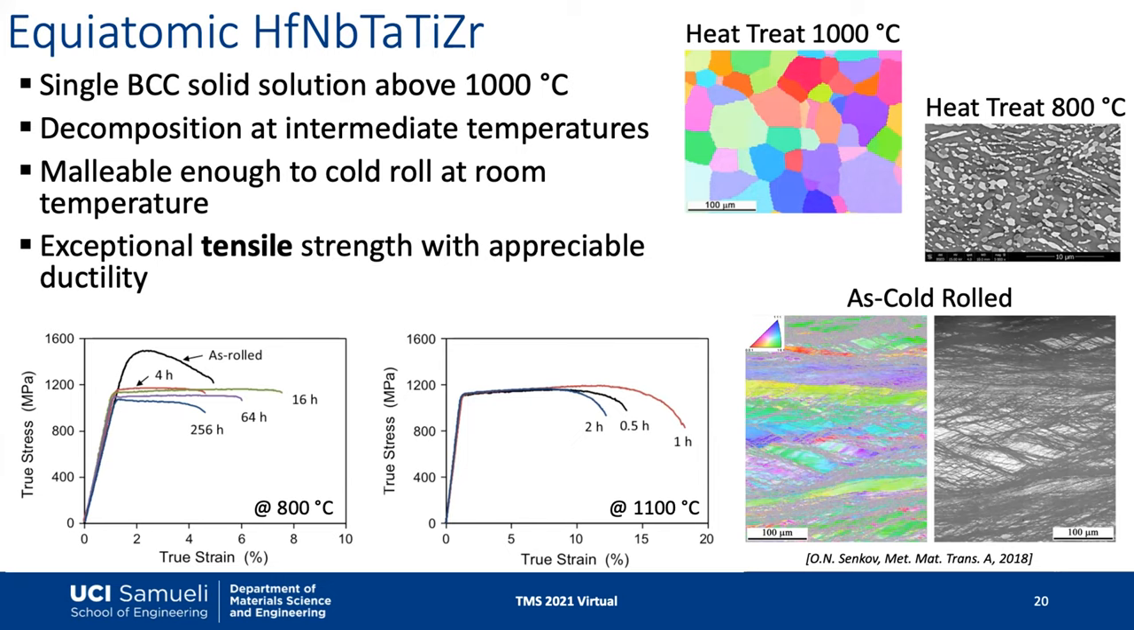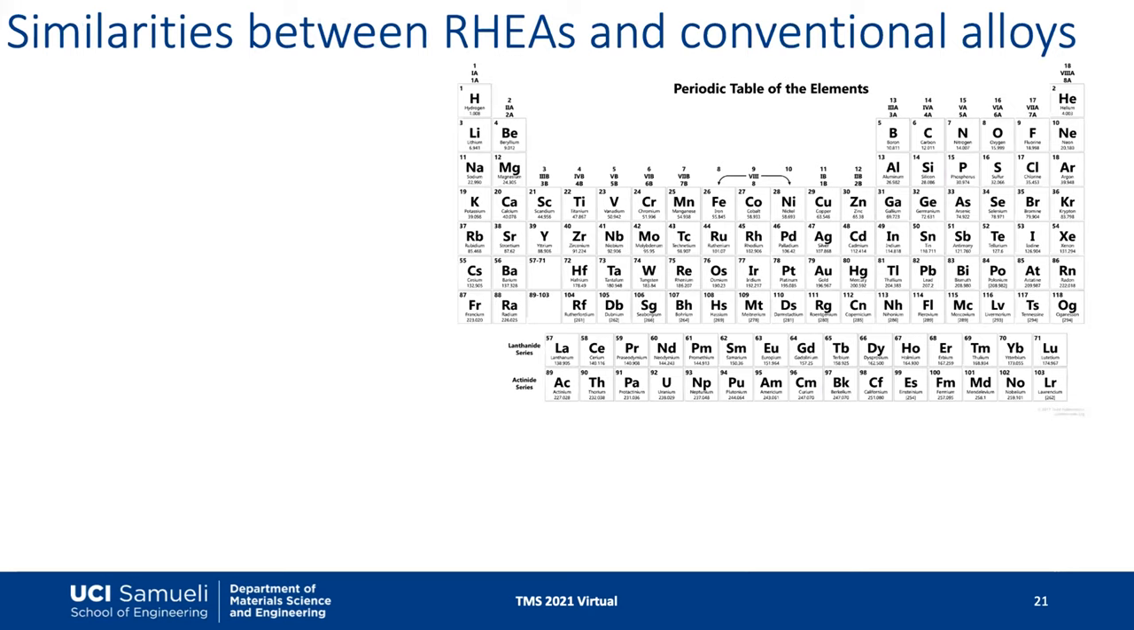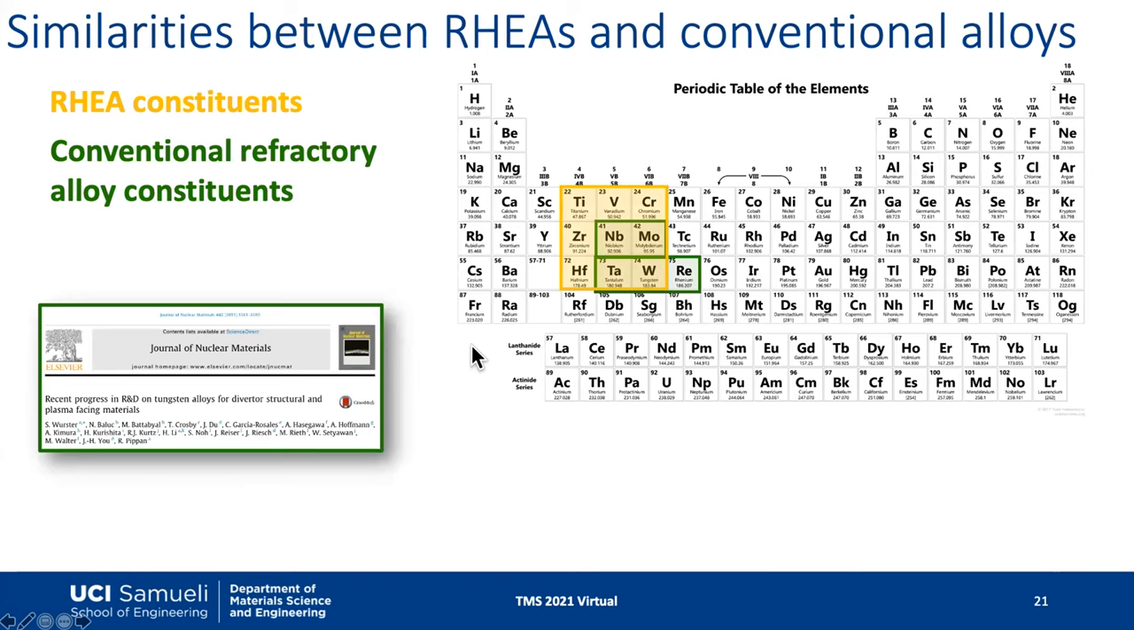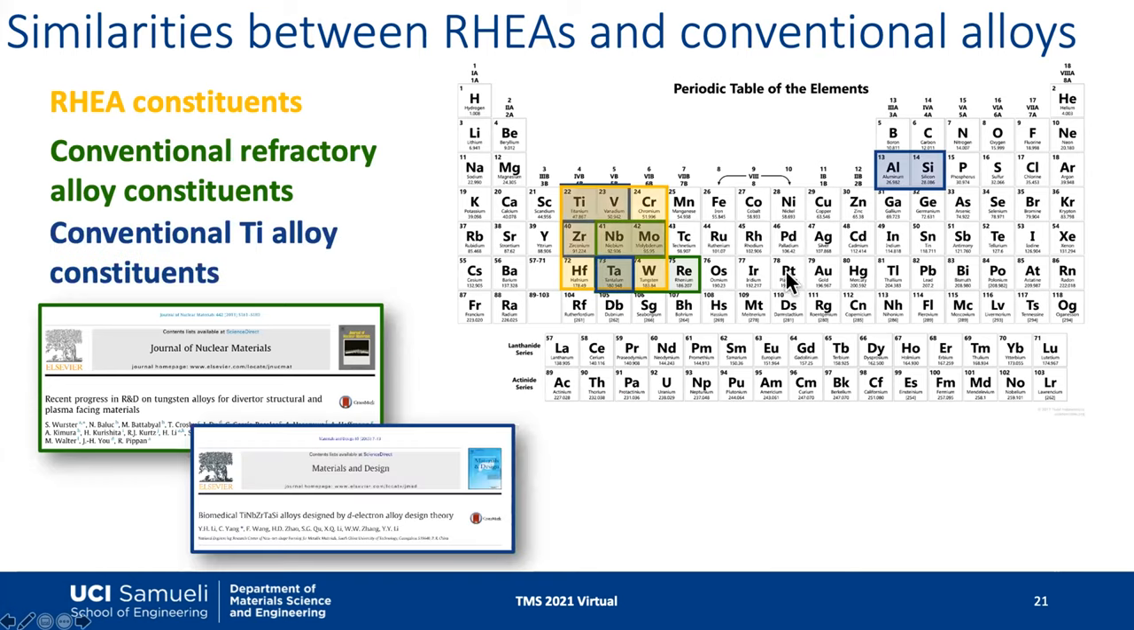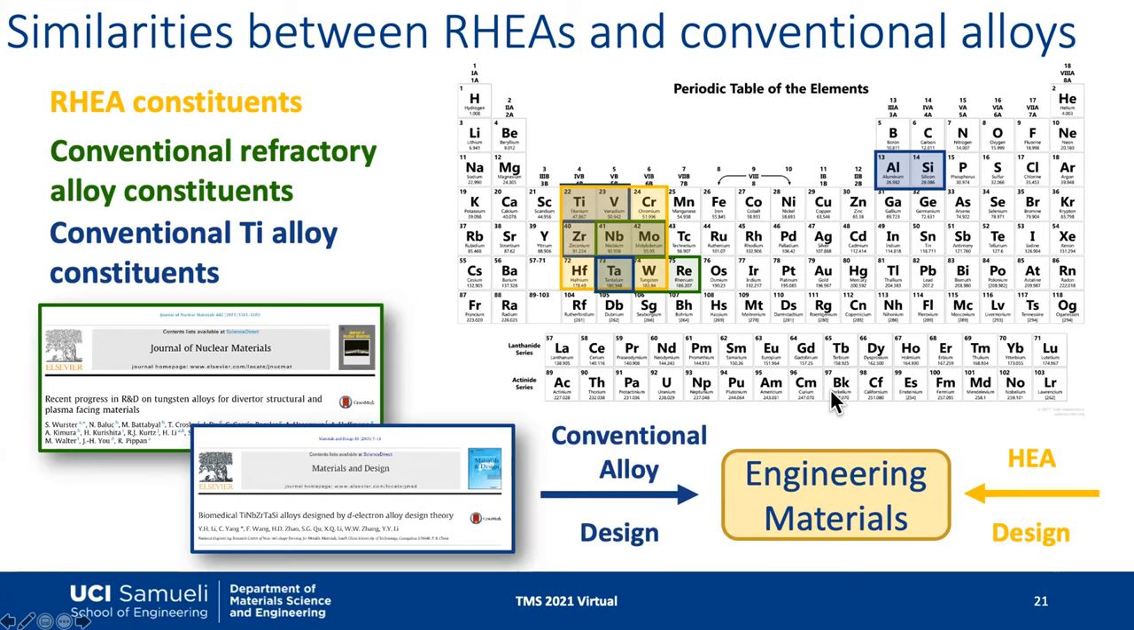This ductility has been related to the valence electron concentration, VEC, of the alloy, and the field has generally observed higher ductility in BCC-based refractory high entropy alloys containing the subgroup 4 elements. So the similarities also exist between RHEAs and conventional alloys. This is a summary slide for the RHEAs here, where we're mapping up the major constituents, the refractory alloys for high strength applications, and the titanium alloys based on valence electron configuration for ductility. And again, it's a design approach coming at the same problem from different directions.